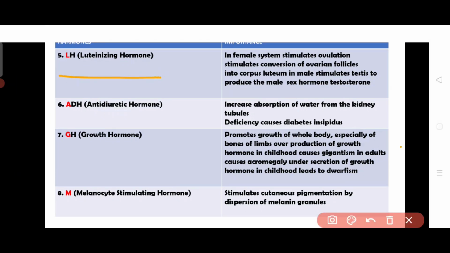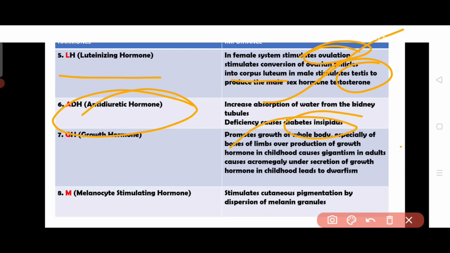Luteinizing hormone, LH. In females, it stimulates ovulation and the conversion of ovarian follicles into corpus luteum, whereas in males it stimulates the testis to produce male sex hormones known as testosterone. And ADH, antidiuretic hormone, increases the absorption of water from the kidney. Its deficiency causes diabetes insipidus, in which the patient excretes a large quantity of urine many times per day.